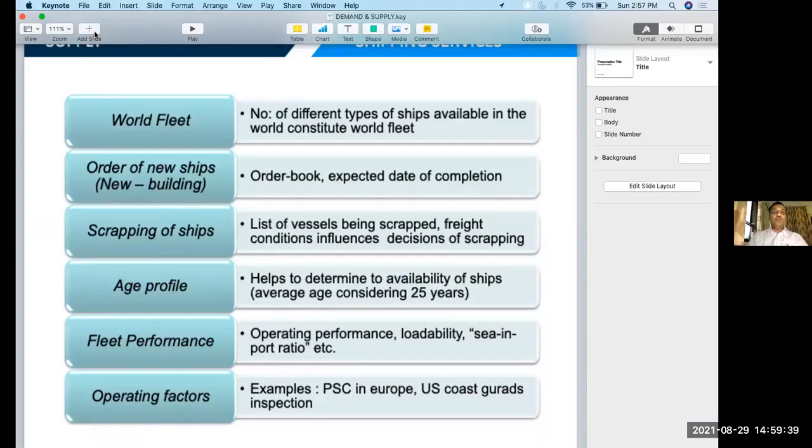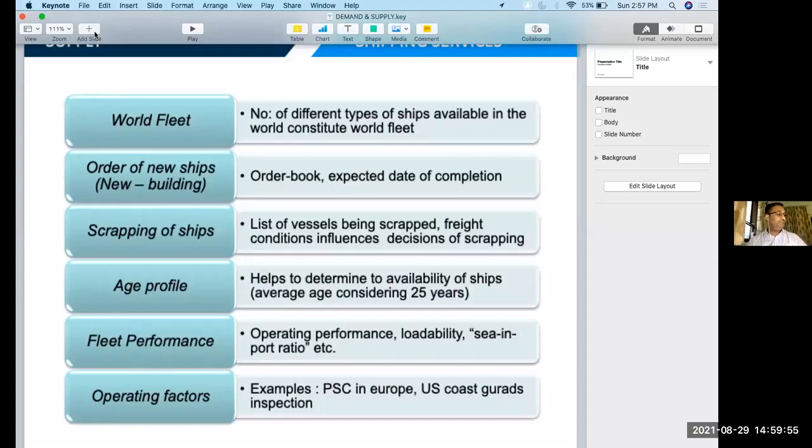Okay. So these are the factors I have explained in great detail. Any doubts, any contribution? Would anybody like to say anything? Is the topic of demand and supply very well understood?